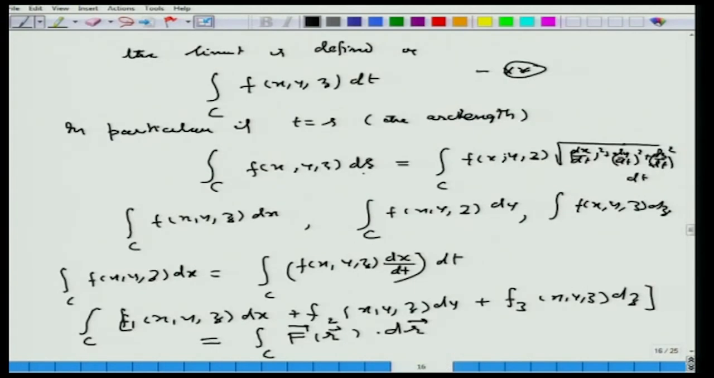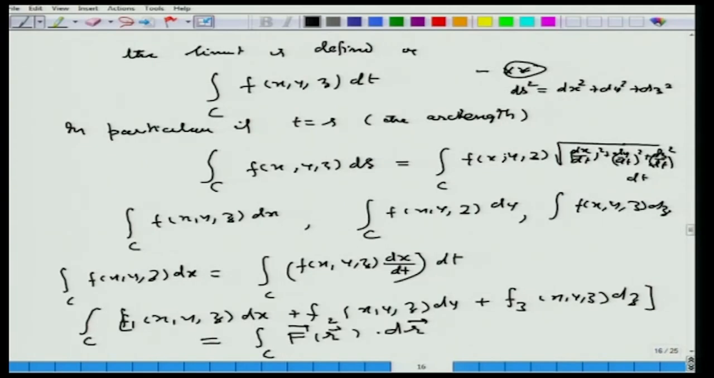So, in particular if we take the parameter t as s, then we can consider this integral of f(x, y, z), where x, y, z will be functions of s, and here ds, we know that the arc length is given by ds squared equals dx squared plus dy squared plus dz squared. So, when we take x, y, z as functions of t, then we have (ds/dt) squared equals (dx/dt) squared plus (dy/dt) squared plus (dz/dt) squared. And so ds is equal to the square root of this quantity.